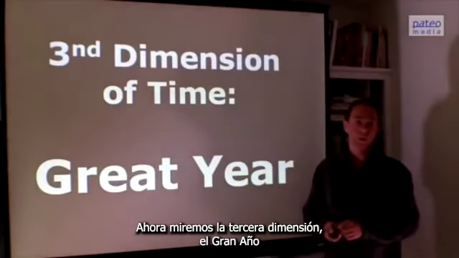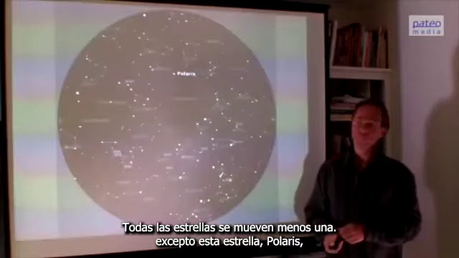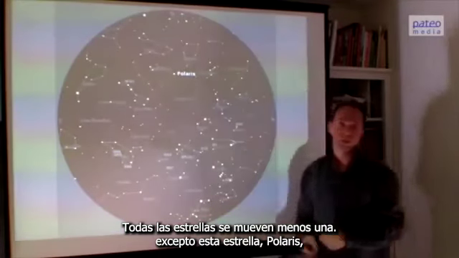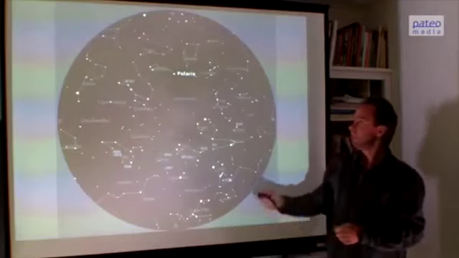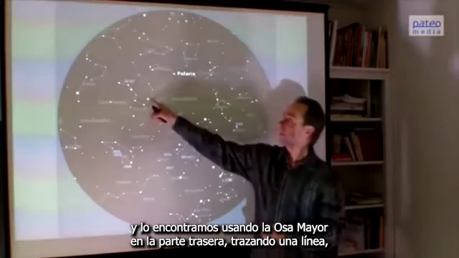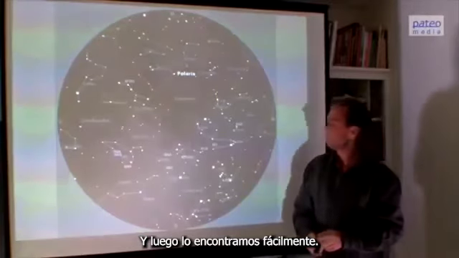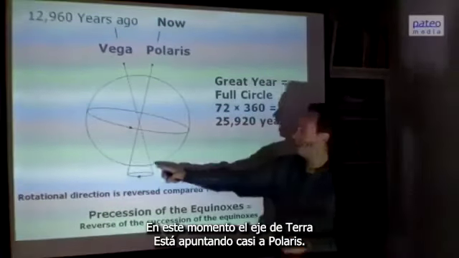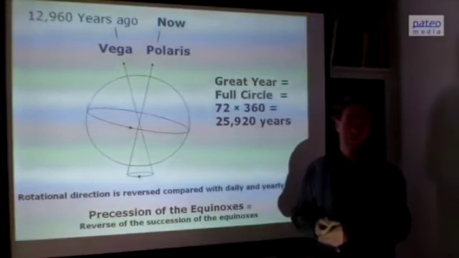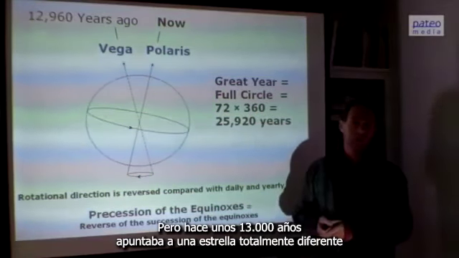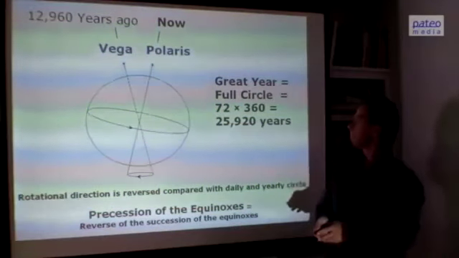Now let us look at the third dimension, the great year. All the stars are moving, except for one, except for this star, Polaris, because Polaris is aligned with the axis of Terra. And we find it by using the Great Dipper and the backside, drawing a line, making it 7 times as long, and then we find it easily. At this moment, the axis of Terra is pointing nearly towards Polaris. But about 13,000 years ago, it pointed to a totally different star, the star Vega in the Lyra system.